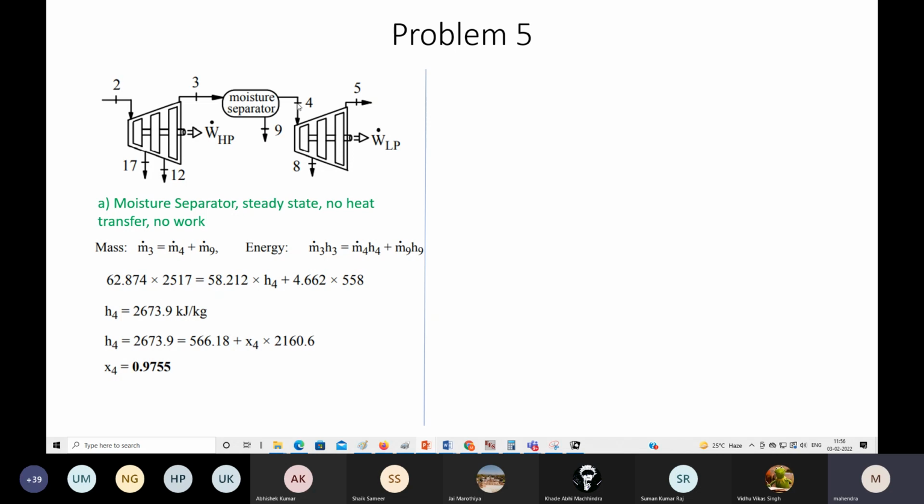Why should moisture be avoided? And up to what level of moisture can we expand in the turbine? All these let us see in further chapters. This is about A. B is about calculating the energy in the low pressure turbine.